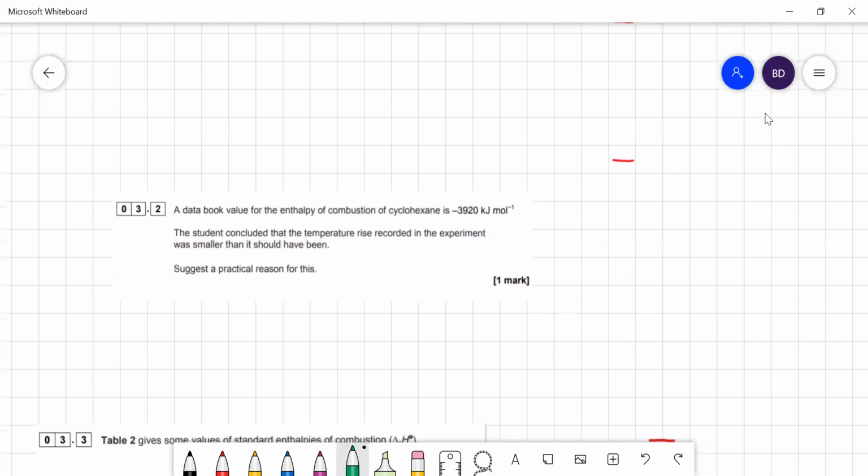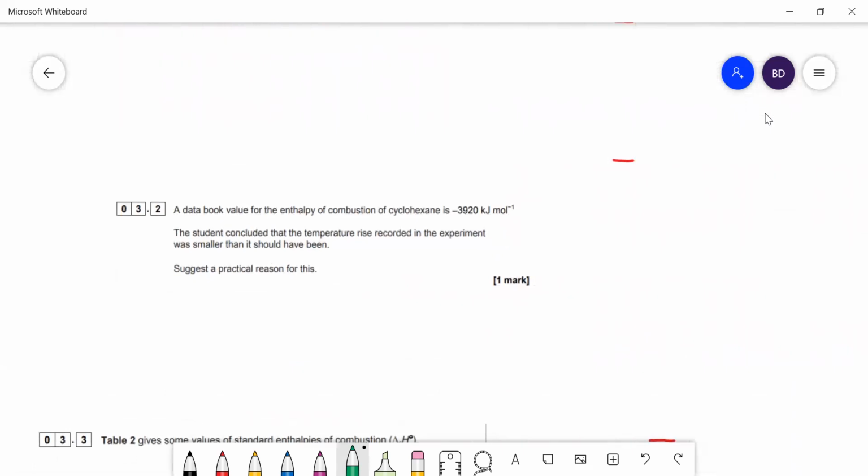Now it says a data book value of the enthalpy of combustion was minus 3,920. Okay, and the student concluded that the temperature rise recorded in the experiment was smaller than it should have been. The practical reason for that, well, they always ask this question, and it's because not all of the heat is transferred into the water in the calorimeter. Some heat escapes into the environment.